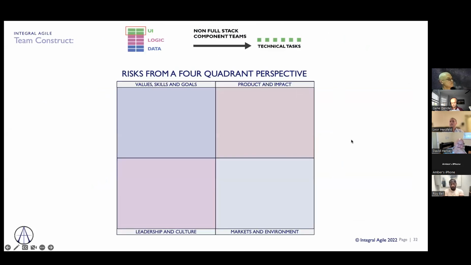If you're working on the lowest or the most technologically oriented, the lowest on that scale of are we building features versus are we building components, what are some of the risks or what are some of the issues we might experience? And using this 4-quadrant evaluation, this is an ability for us to create the business case to say, let's invest some time and energy in moving up the ladder towards feature teams.